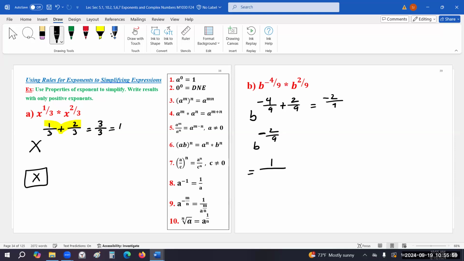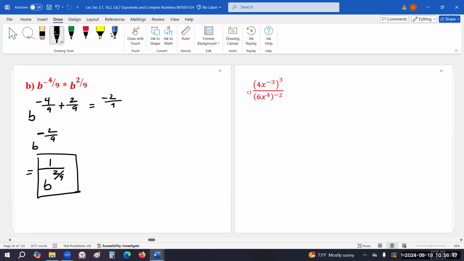Negative becomes a fraction. 1 over positive 2/9. So you don't flip the power, you flip the whole thing. Rules.